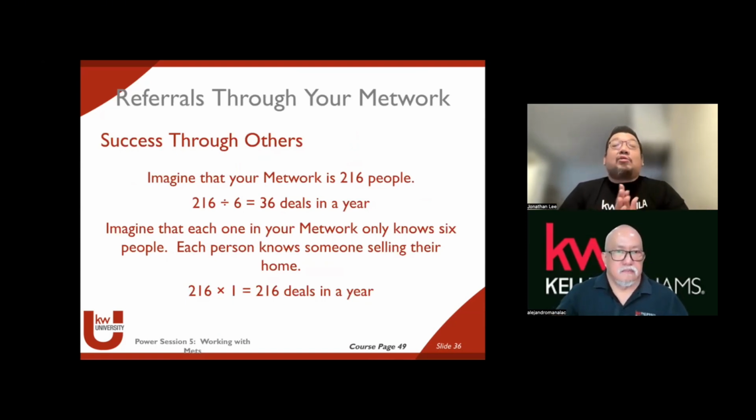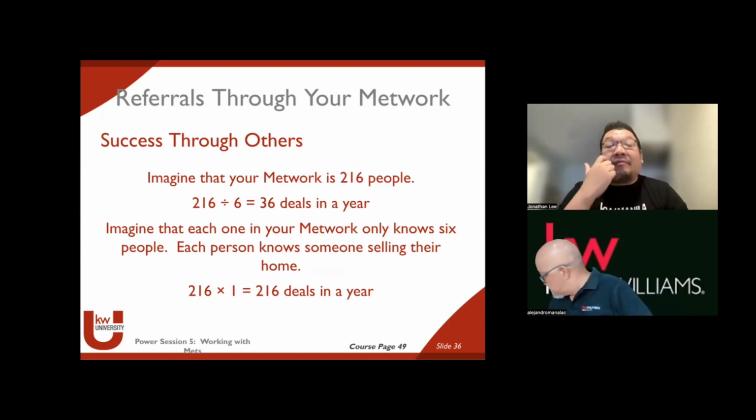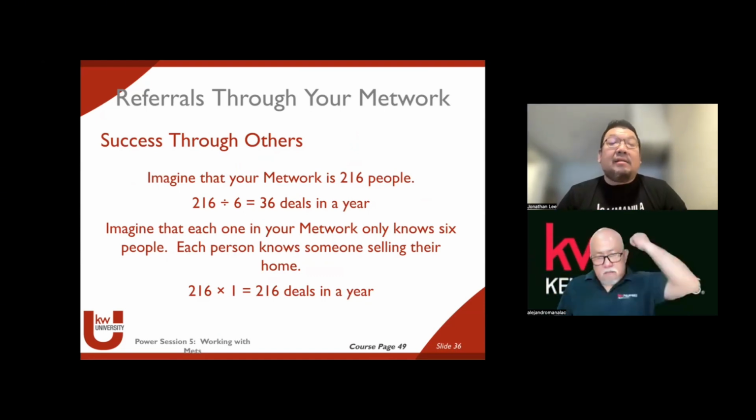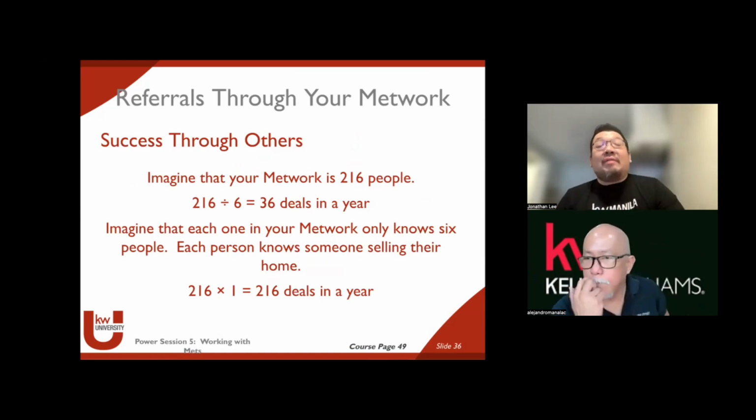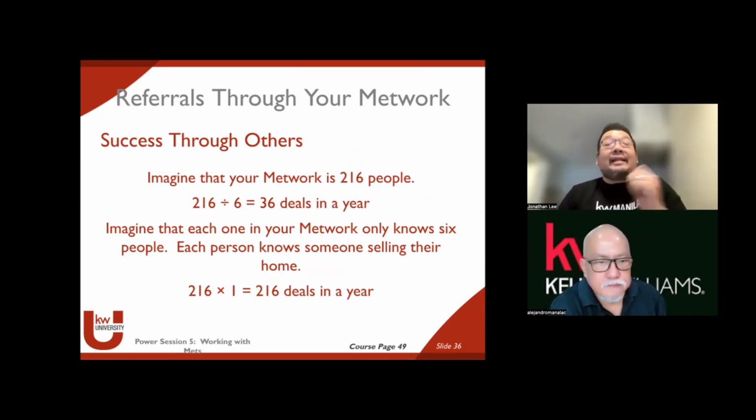Okay, succeed through others, right? Imagine your network is 216 people. If you get 6 referrals per month, or 1 out of your network knows only 6 people, you will get 36 transactions a year. Or if everyone sends you 1 new lead or 1 new contact every year, you get 216 potential deals inside. So it's a mathematical formula. Do not underestimate this database thing, because it sounds very, very complex, but it's not. It's very simple, but it's just boring, right?